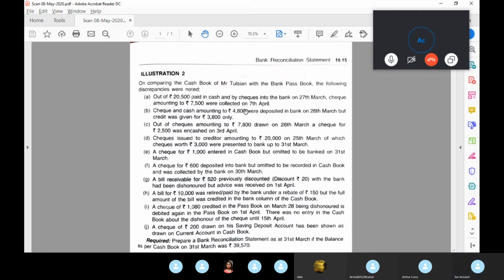Let's try to understand this. We deposited value worth 4,800, but the bank has only credited 3,800. Let's not go into why as of now. Maybe it was an error on the bank side, maybe one of the checks was faulty. But as of 31st March, our book balance would have been increased by that 4,800 because we have deposited. The passbook will only show the increase of 3,800. So that's a difference of 1,000, by which our cash book is higher than the passbook.